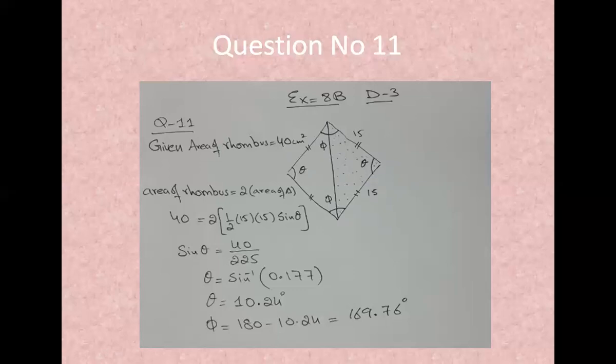They are supplementary. So from 180, I will subtract the new angle found, that is 10.24, and that will give you the phi value, which will be 169.76 degrees. So that is how you do question number 11.